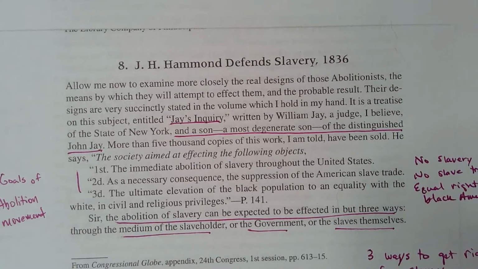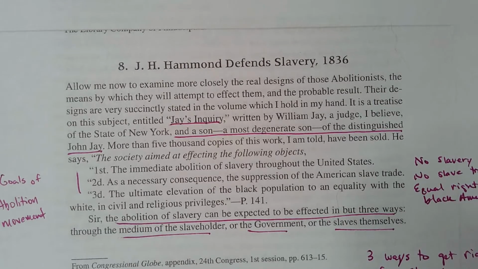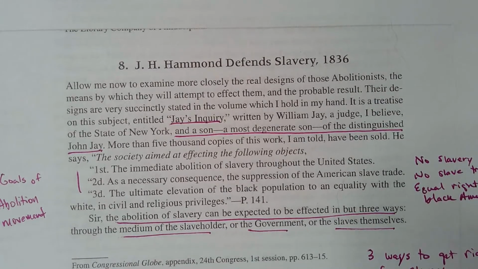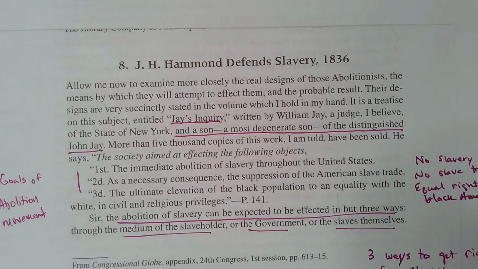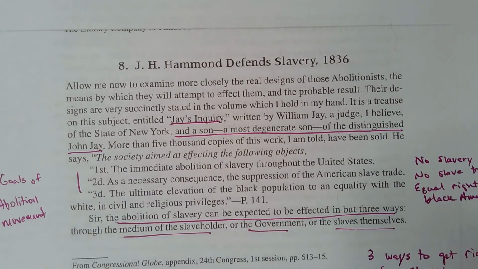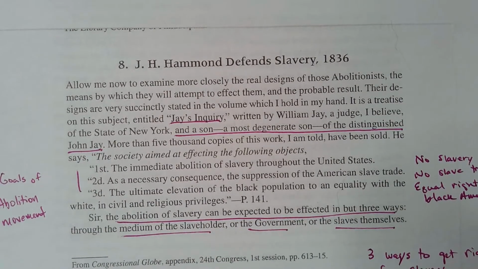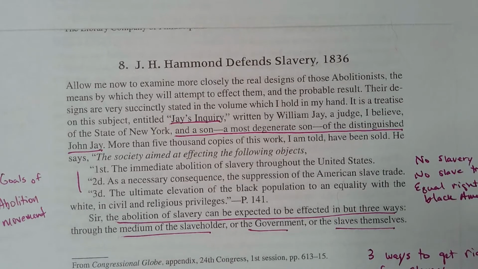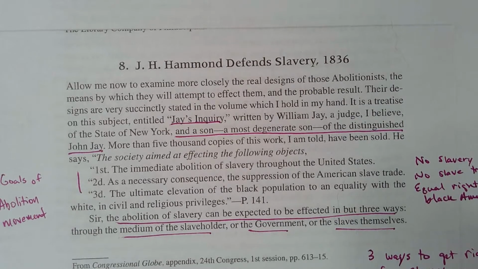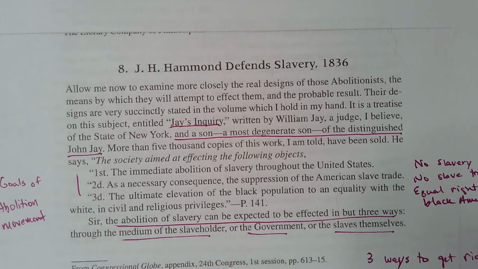What Hammond is going to do is he is going to call out the abolition movement, and he is going to say, here's what they want. And that's what this first, second, and third is. They want the abolition of slavery completely. They want the slave trade to stop, and they want equal rights for blacks. The third bit, almost nobody was arguing for at the time. That would have been very, very unpopular.